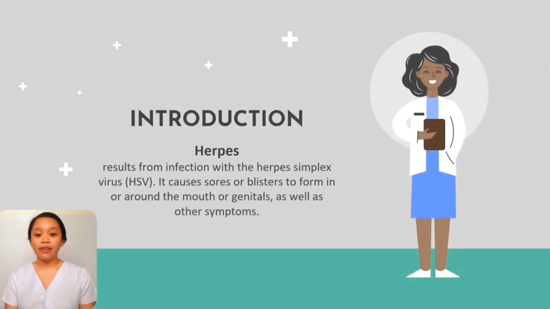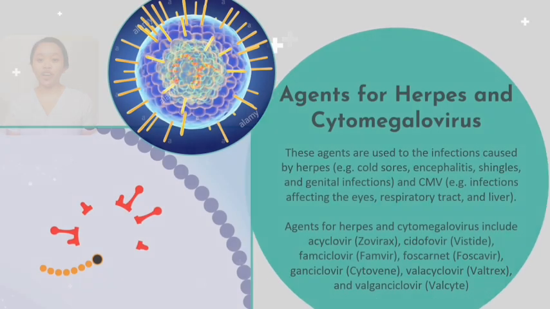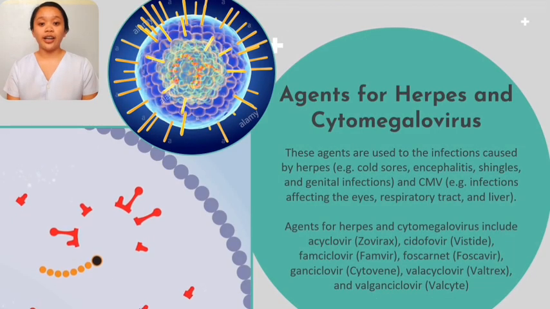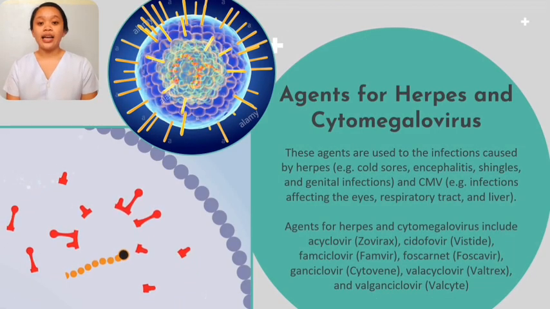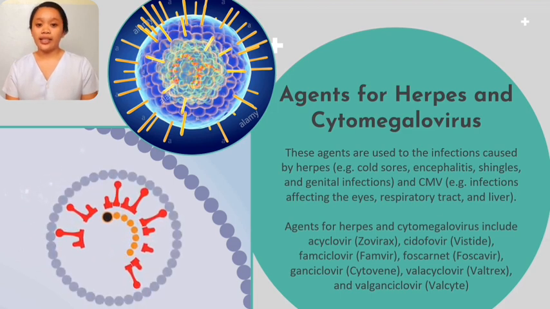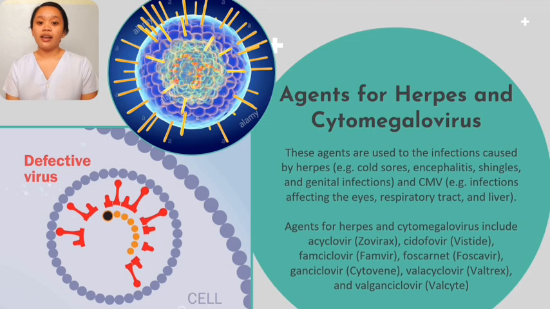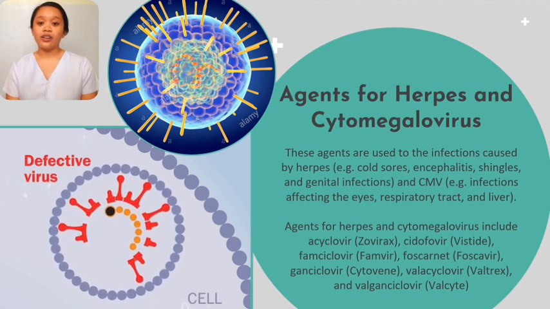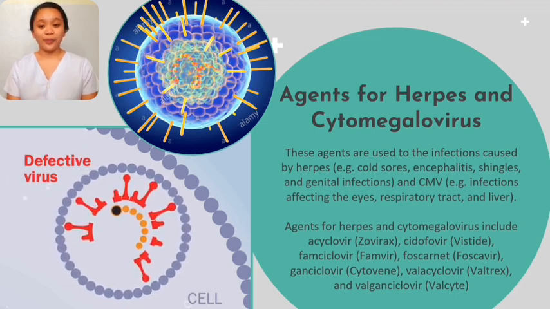Herpes results from infection with the herpes simplex virus or HSV. It causes sores or blisters to form in or around the mouth or genitals as well as other symptoms. These agents are used to treat infections caused by herpes such as cold sores, encephalitis, shingles, and genital infections, and CMV infections such as infections affecting the eyes, respiratory tract, and liver.